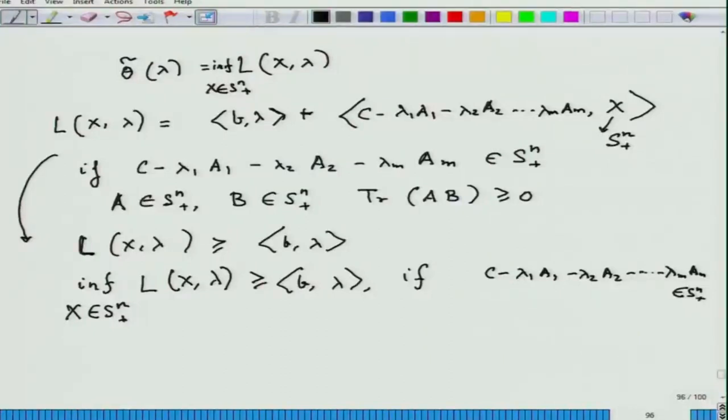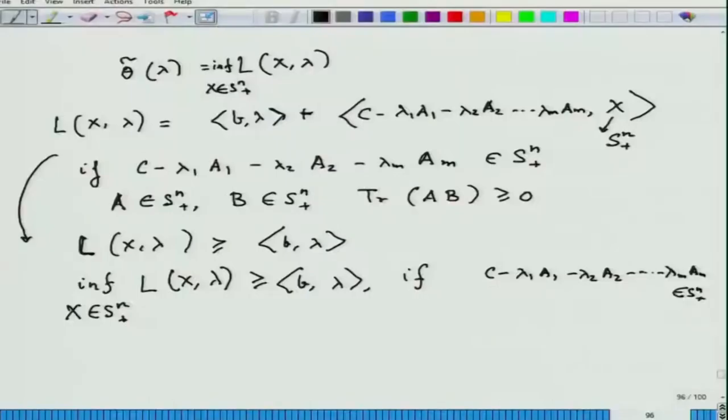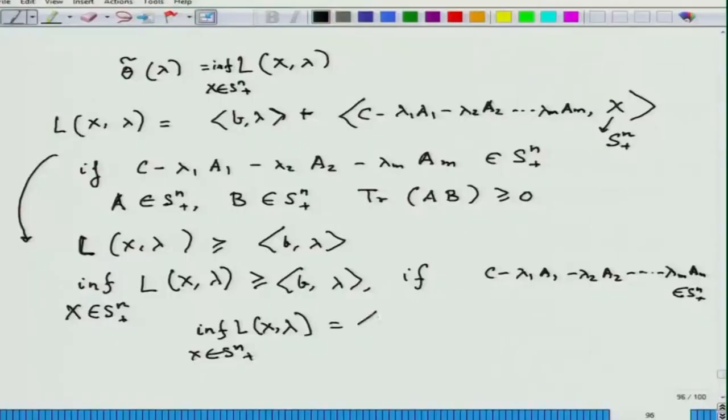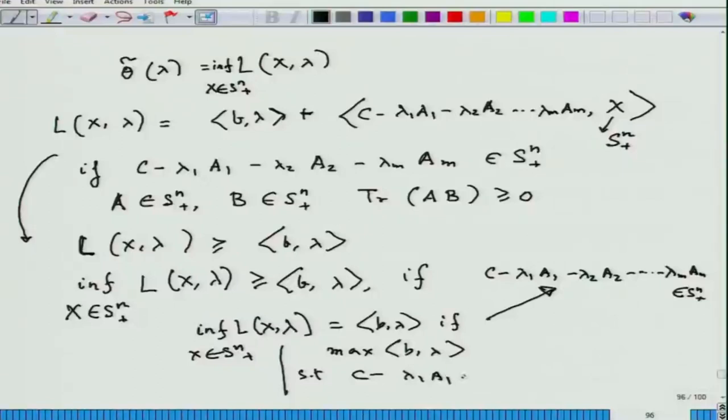How do I get an equality? Let us ponder. But x is an element of S n plus. So, when I put x equal to 0, the 0 matrix is also in S n plus, it is positive semi-definite. When I put x equal to 0, then I get back the value b lambda. So, b lambda is one of the values of L x lambda obtained as I move x through S n plus. Which means finally, I get inf of L x lambda with x element of S n plus to be b lambda if this holds. So, my dual is again to maximize b lambda such that C minus lambda 1 A 1 minus lambda 2 A 2 and so on. So, I showed that in both ways you can come to the same conclusion. So, anyway you can proceed.